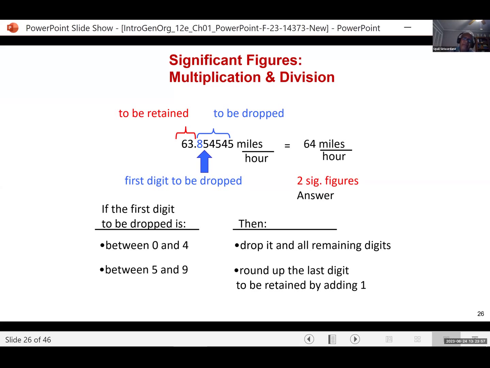In this case, 3 is the retained number. So since the dropped digit is greater than 5, you add a 1 to it.